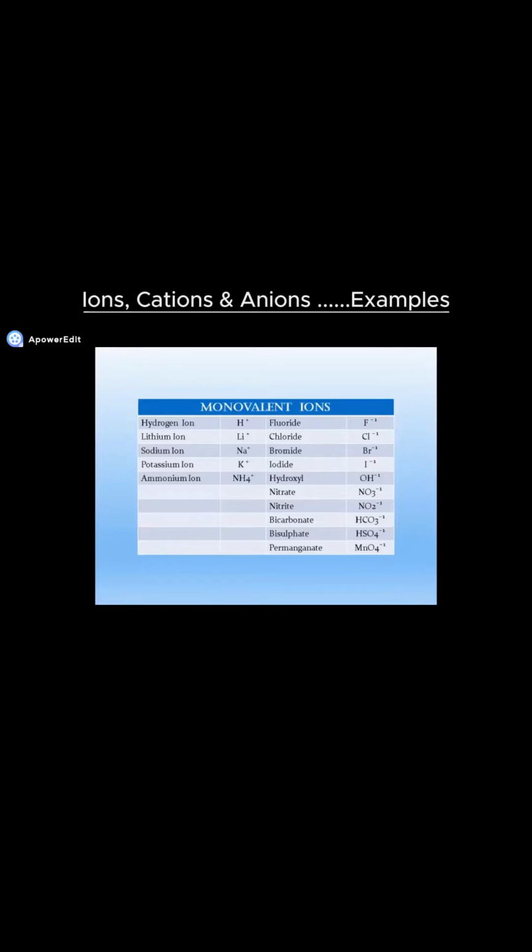Other example you can see H plus, hydrogen has lost electron, sodium plus is there, this is lithium plus, this is called ammonium plus. Okay, so all of these are monovalent cations. Mono, try to understand, you have to repeat it again and again. Monovalent cations.